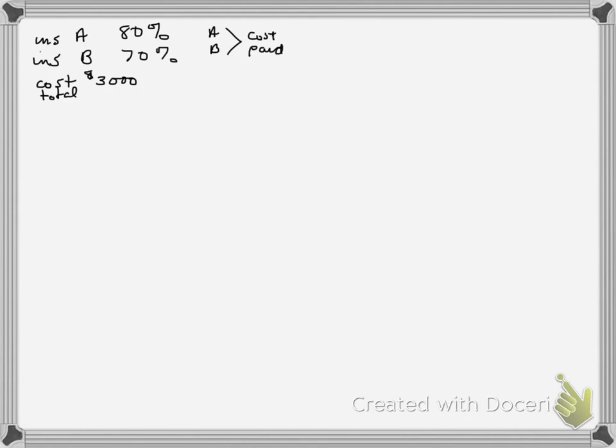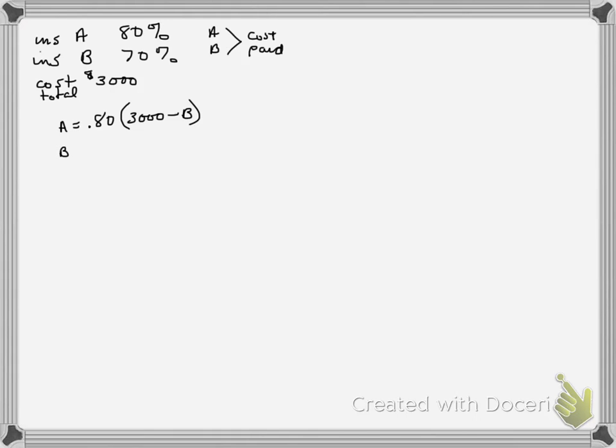So we're going to set up 2 equations. Insurance A gives me 80% and insurance B gives me 70%. Let me write down what I know. So insurance A is going to be the cost paid. We want to know what A pays. And it's going to pay 80% of what was not paid by B. Well, the total would be $3,000. Subtract out what was paid by B.